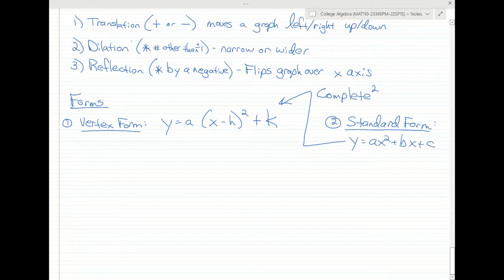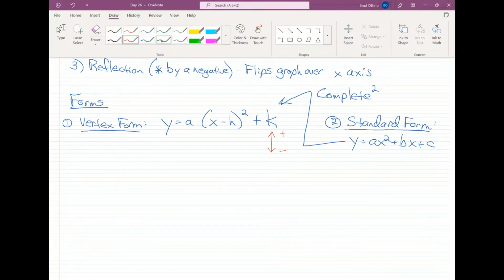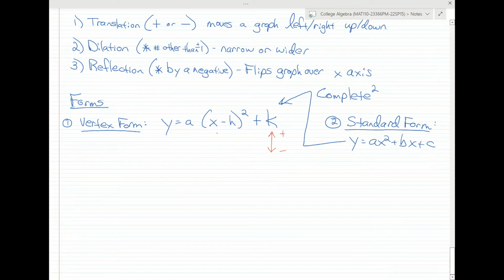The k value is going to translate the graph up or down. If k is positive, the graph goes up. If k is negative, the graph goes down. The h value is going to move the graph left or right. If it says x plus a number, you're going to go to the left. If it says x minus a number, you're going to go to the right.